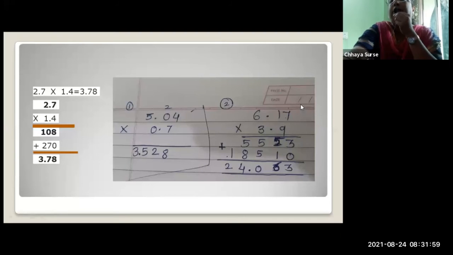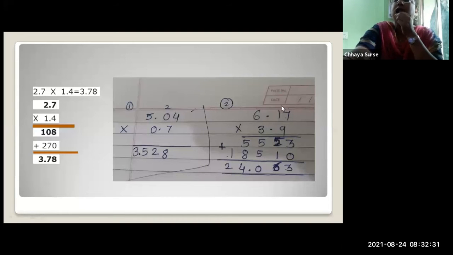24,063. But this is the multiplication of decimal fractions. That's why we are counting the decimal places. So how many decimal places? 1, 2, and 3. So that's why in the product we are counting from the unit place 3 places. 1, 2, and 3. So before the 3 digits, we have given here the decimal point.